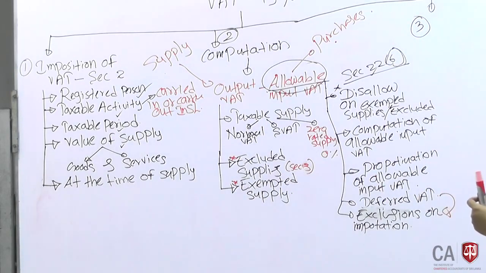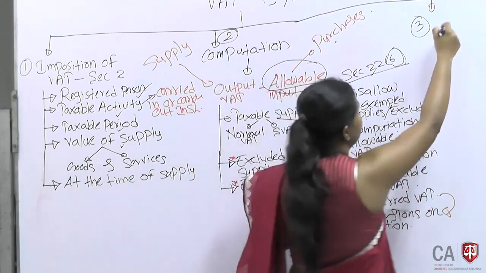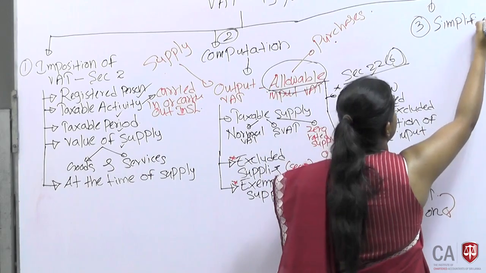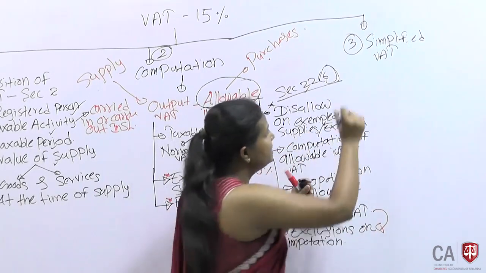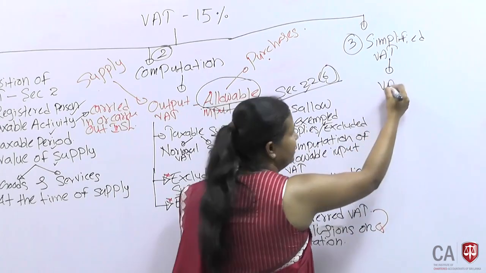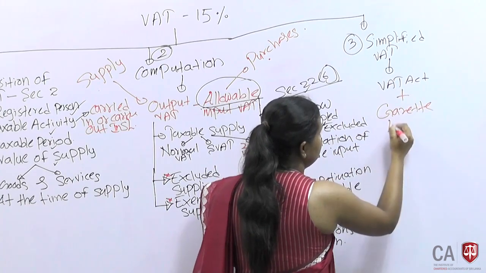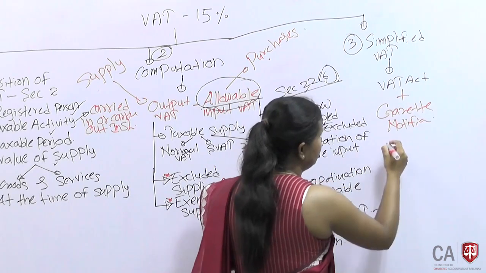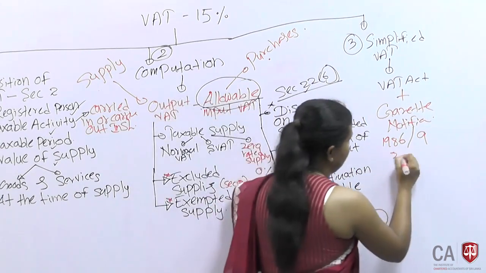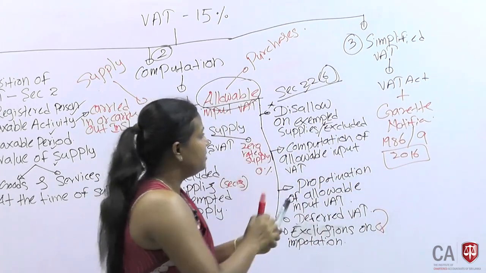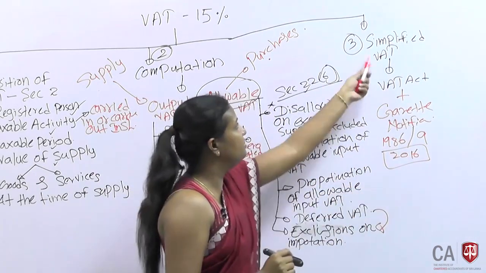And thirdly, the third part, after computation, is the simplified value added tax. Don't worry, I will come to this simplified VAT in 5-10 minutes. This is again governed by the VAT Act, nothing other than that, but plus the gazette notification. If I am not mistaken, it's 1986/9, which was issued in 2016. This prescribes all the regulations and specifies the matters relevant to the simplified value added tax.